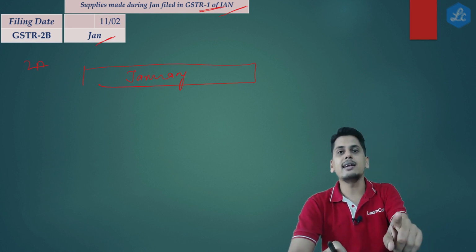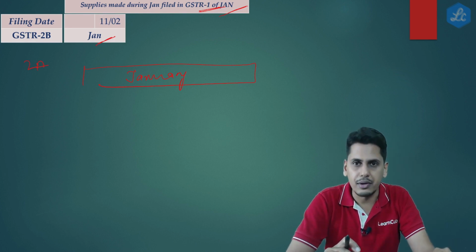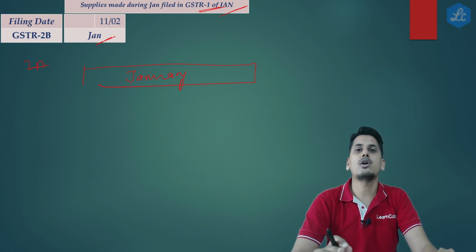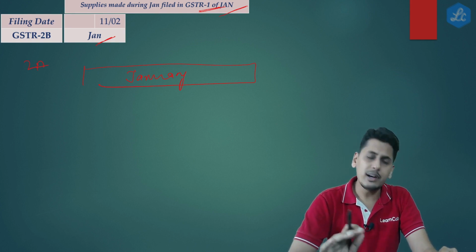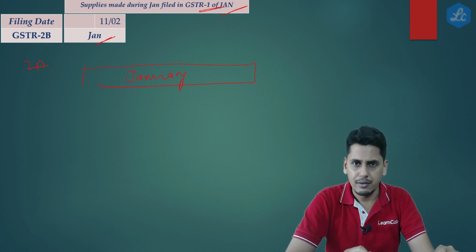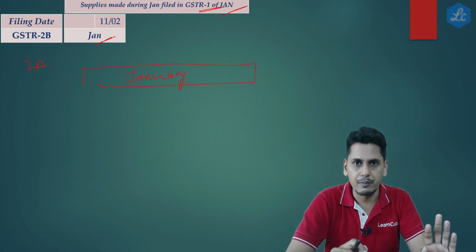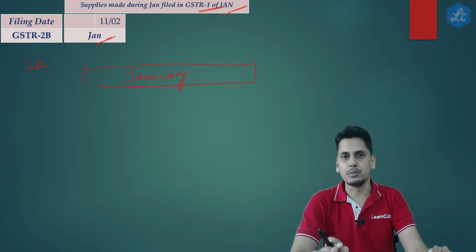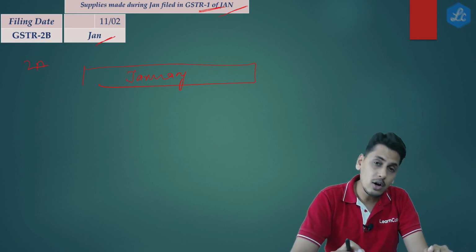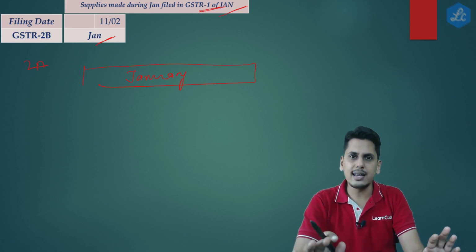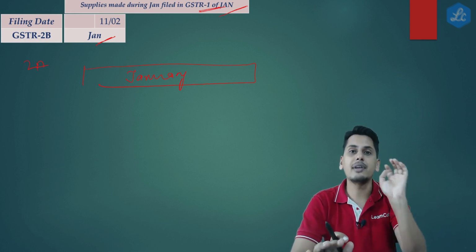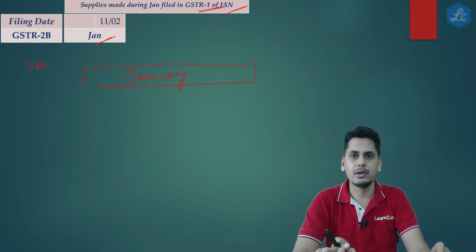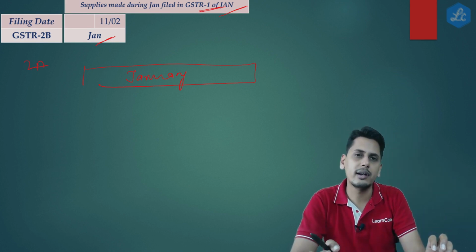If it is filed after 11th of February, what is meant by filing after 11th of February? Which means on or after 12th of February. If it is filed by 11th of February, it will appear in Jan month's 2B. If it is filed on or after 12th of February, which means after 11th of February, what does that mean?